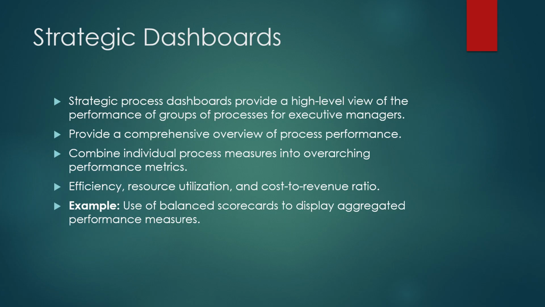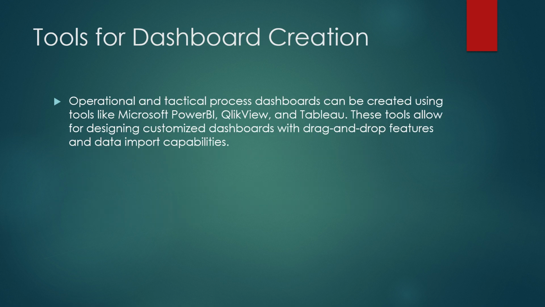Now we can move forward to strategic dashboards. Strategic dashboards provide a high-level view of process performance for executive managers. As an example, a balanced scorecard showing overall company performance metrics like return on investment, customer satisfaction, and operational efficiency. This helps in strategic decision making.